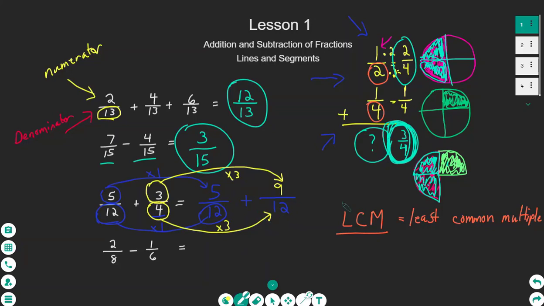All right. So now I've got my denominators the same. I've adjusted in the numerator. Now I can do my addition. 5/12 plus 9/12 is going to be 14/12.